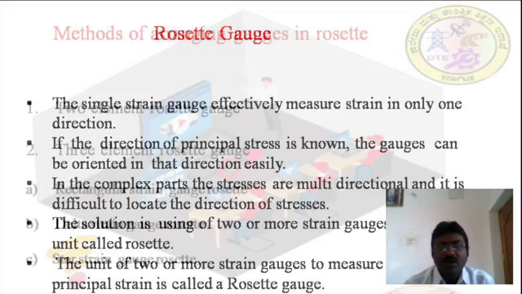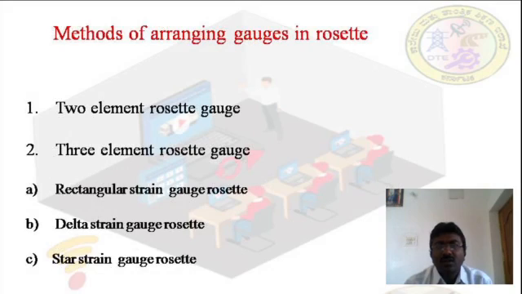Coming to the method of arranging gauges in the rosette. Depending upon the arrangement of the gauges in the rosette, that is the unit, they are classified into: first one, two element rosette gauge, the second one is three element rosette gauge. Again in three element rosette gauge, there are different patterns in which the gauges are arranged. They are rectangular strain gauge rosette, delta type strain gauge rosette, star type strain gauge rosette.